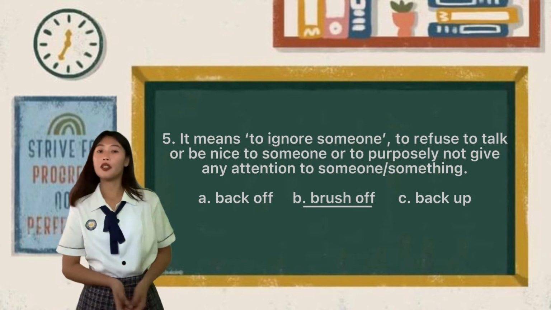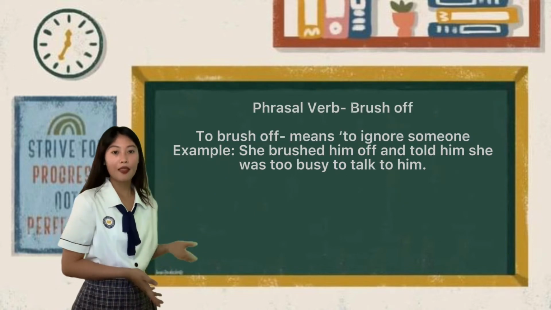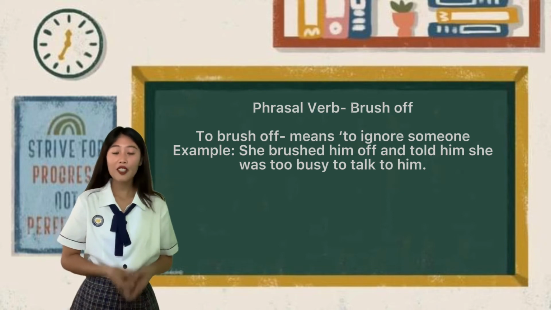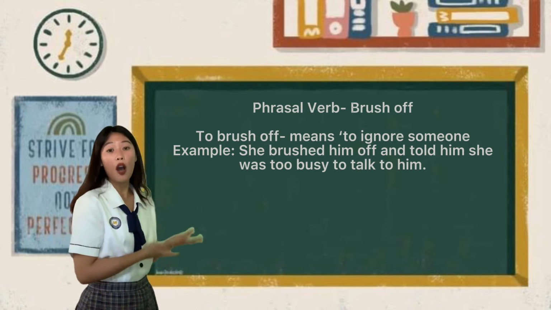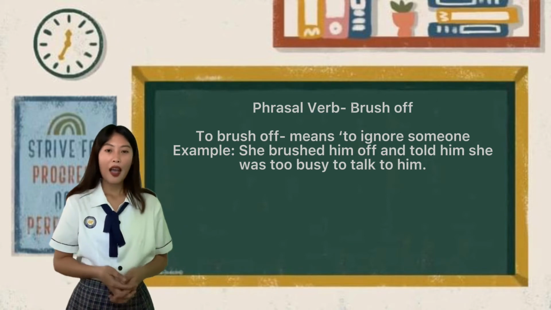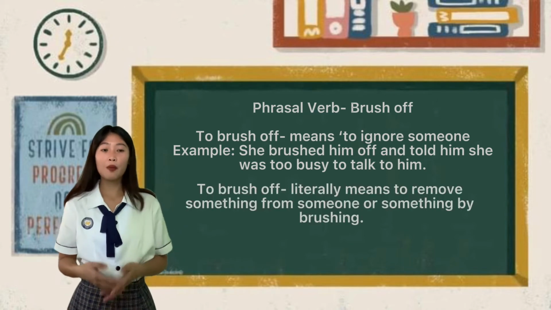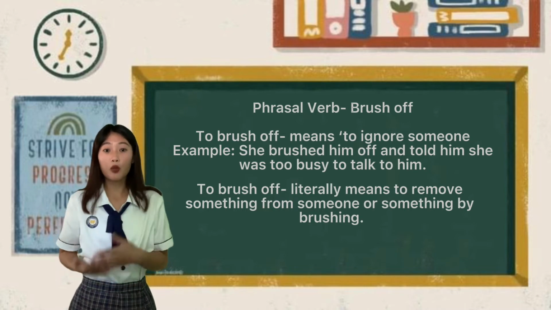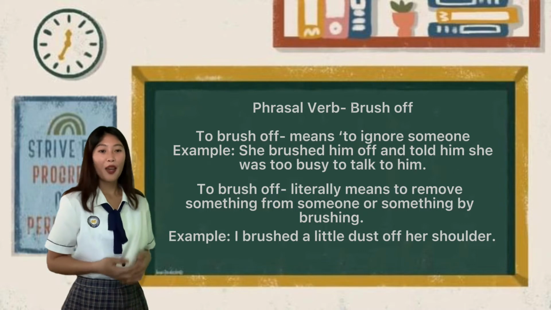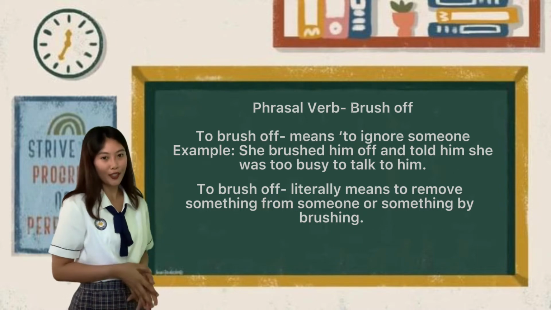The phrasal verb brush off in this sentence means to ignore someone. For example, she brushed him off and told him she was too busy to talk to him. Additionally, to brush off literally means to remove something from someone or something by brushing. For example, I brushed a little dust off her shoulder.